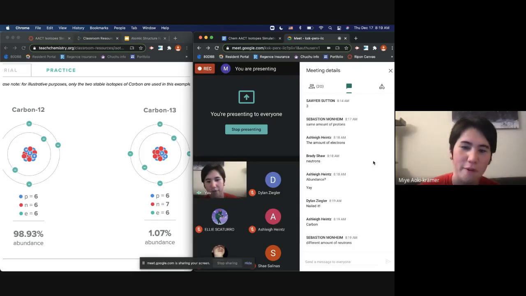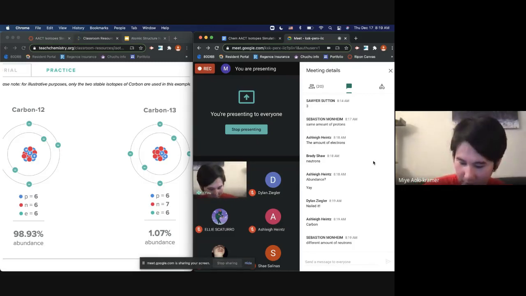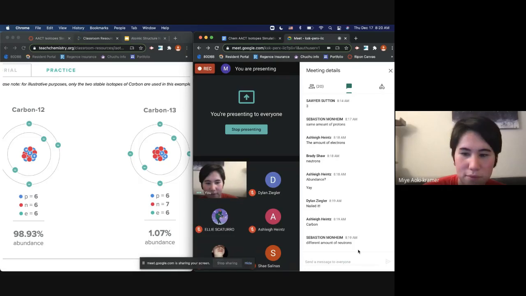If you remember from Monday, when we talked about naming isotopes, what's included in the name of the isotopes up here? Is it the atomic number? Is it the charge? Is it the mass number? So I see a difference up there, and is that in the atomic number, charge, or mass number? What do you guys think?